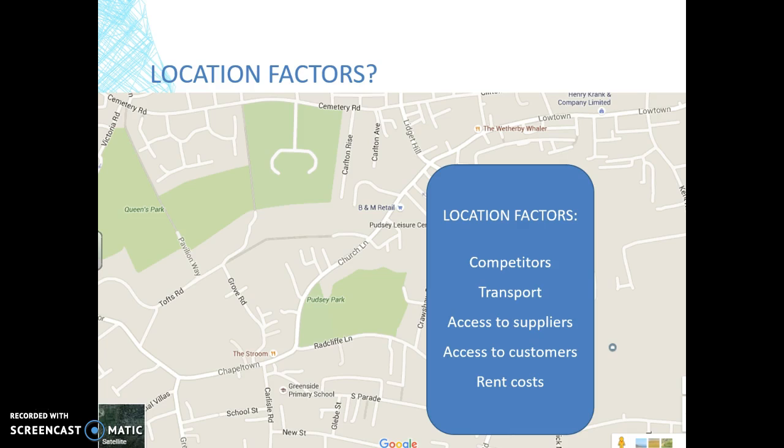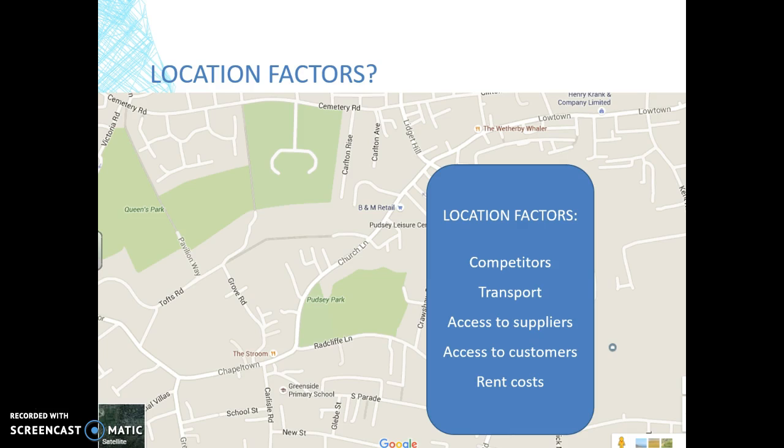This then rolls into access to suppliers. Are you on a main road? Do you need HGV deliveries? Is it going to be a small van delivering to you? Are you in the middle of the countryside? Can you get the supplies that you need when you need them? So where you locate your business depends on what sort of supplies you need.